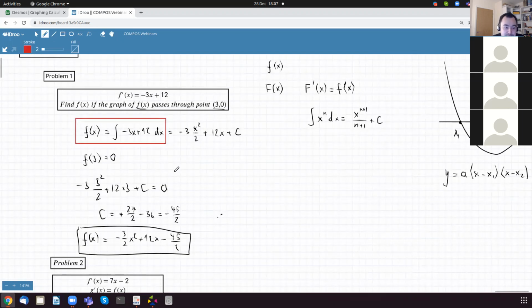Why this is true. I'm just going to use a different notation here. So I'm going to write f. We know f prime of x is equal to minus 3x plus 12. But we know that this is df over dx, and it's equal to minus 3x plus 12.